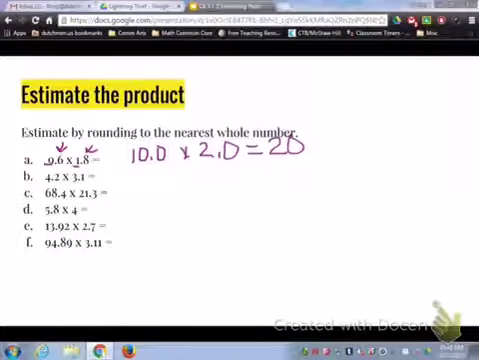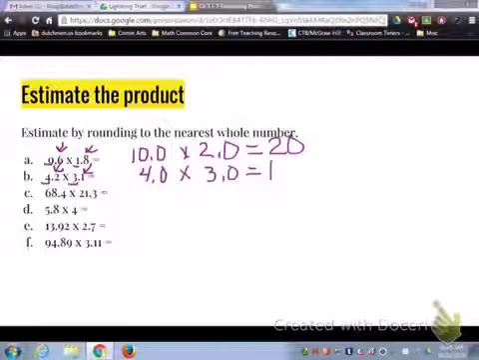Let's look at B. Rounding to the nearest whole number, so that would be the 4 and the 3. So for the 4, we look at the 2. The 2 tells the 4 to stay the same. Everything behind it goes to 0. The 1 tells the 3 to stay the same. Everything behind it goes to 0. So 4 times 3 is 12.